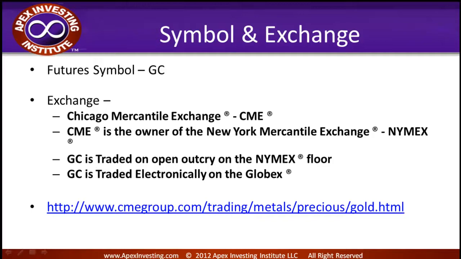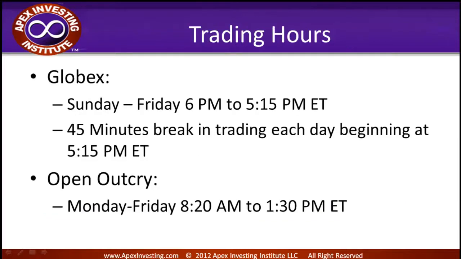And the gold contract is traded on an open outcry on the NYMEX floor in New York. GC is traded electronically as well on the Globex. And here's the link if you want to go and look at more details on the gold futures contract. The Globex hours are Sunday through Friday, 6 p.m. to 5:15 p.m. Eastern Time. Now, there's a 45-minute break in trading each day, beginning at 5:15 and going to 6 o'clock.